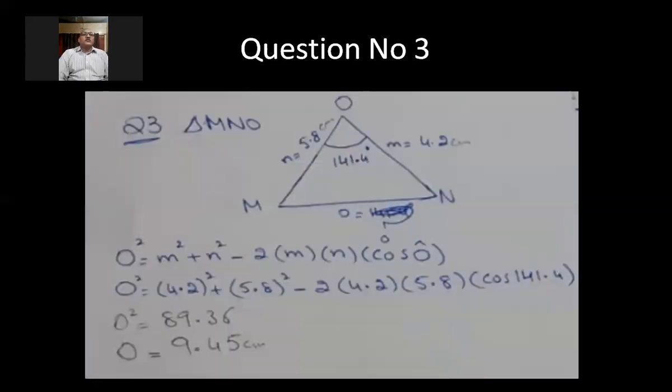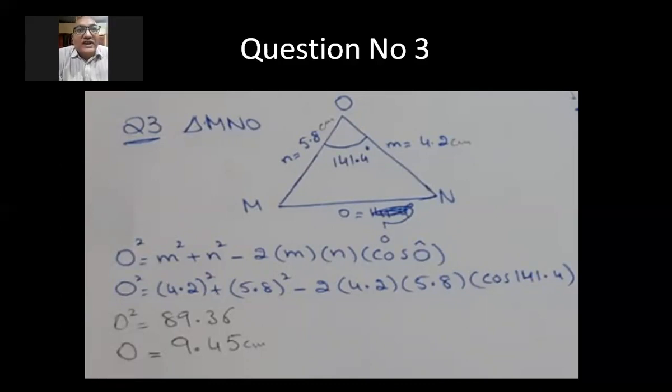Okay, so question number 3 is showing up on your screen, and I'm reading from the book. It says, in the triangle MNO, the M is 4.2 centimeter and the N is 5.8 centimeter and the angle O is 141.4 degrees. Find the side O. I know this side 4.2 centimeter, I know this side 5.8 centimeter, and I know the angle between them, that is 141.4 degree. I want to find out this side. Two sides and the included angle are known, and the side opposite to the given angle is questioned. So I will use the law of cosines.